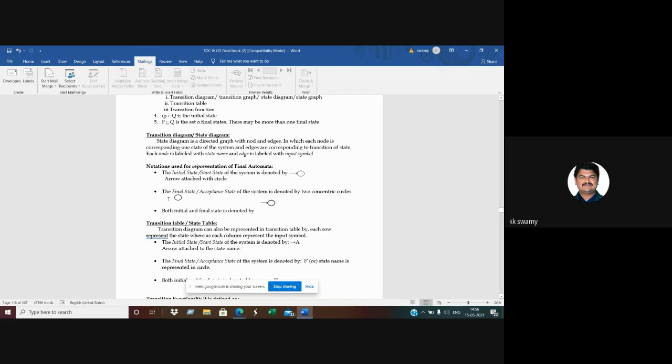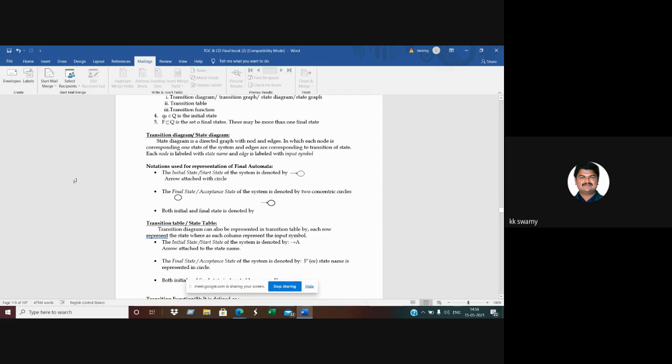There is the initial state. The initial state is prefixed with an arrow mark. This is called the initial state, the starting state of the system. How many initial states are there in that model? We have exactly one initial state.